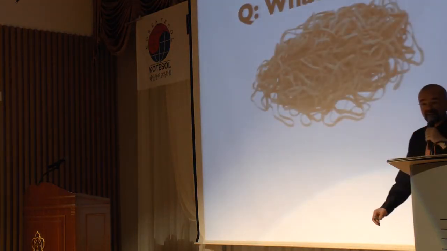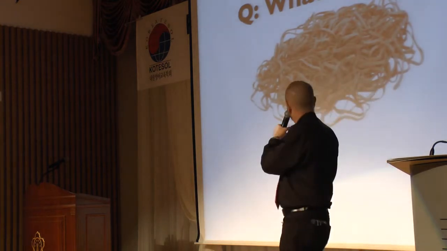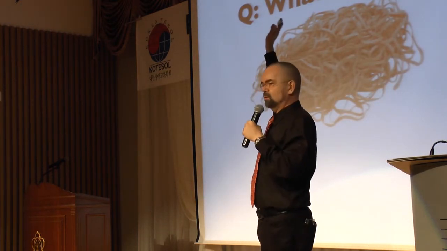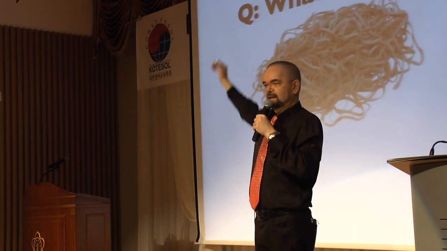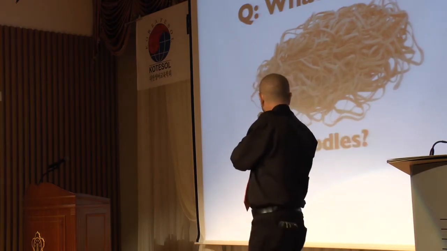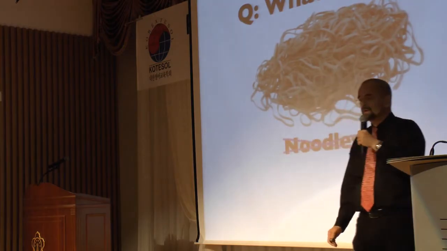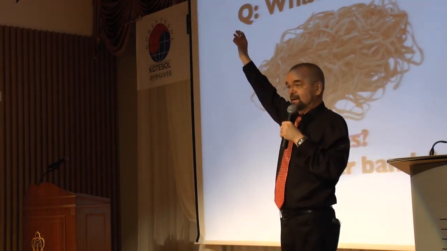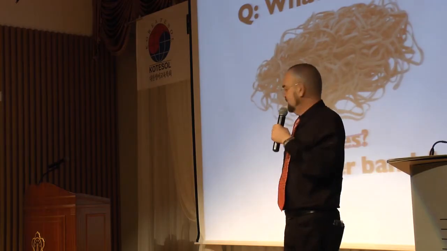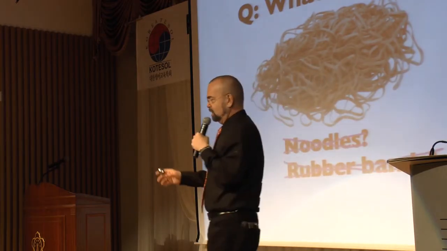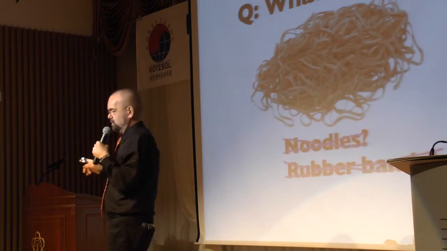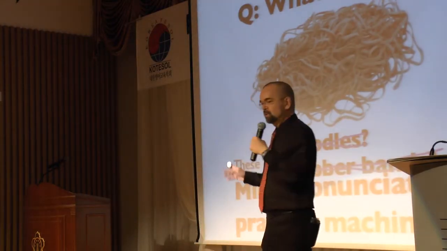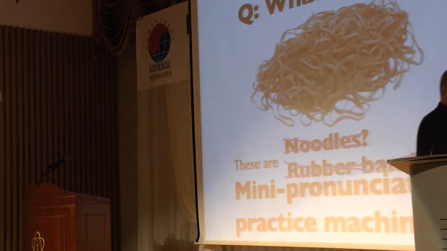Okay. All right, you can open your eyes now. A couple more. What's this? Who thinks noodles? Yeah, good guess, but wrong. Pardon? Rubber bands. Who thinks rubber bands? Good guess. But you're wrong, but they do sell these at stationery stores next to the rubber bands. But these are actually mini pronunciation practice machines.